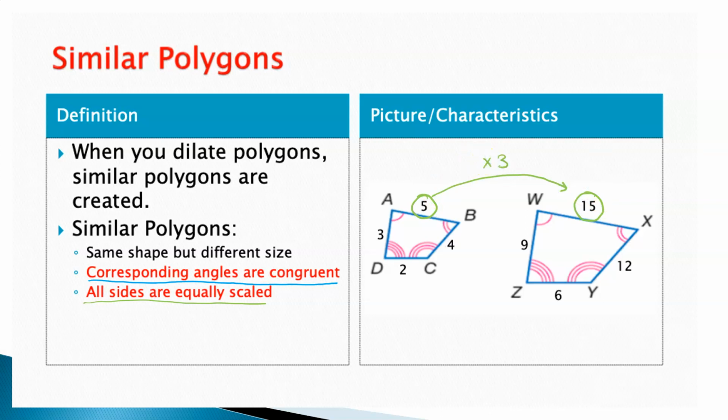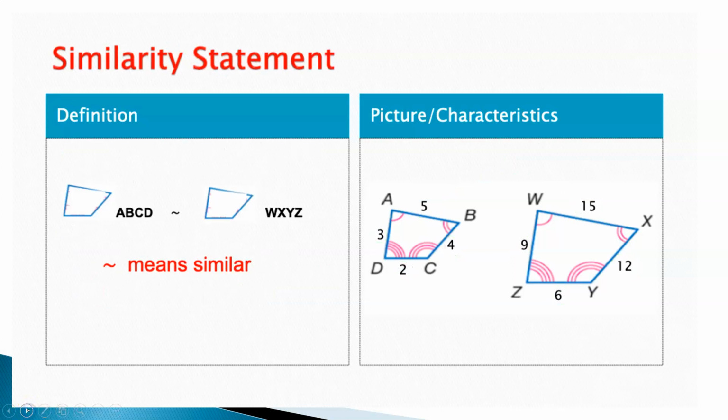And so if we do have similar polygons, then all of these sides should be scaled by the same thing, right? So take a look. 3 times 3 gives us 9. That checks out. On the bottom side down here, 2 times 3 gives us 6. And then on the right-hand side, 4 times 3 gives us 12. So all these sides are equally scaled, right? So these are the characteristics of similar polygons, similar figures.